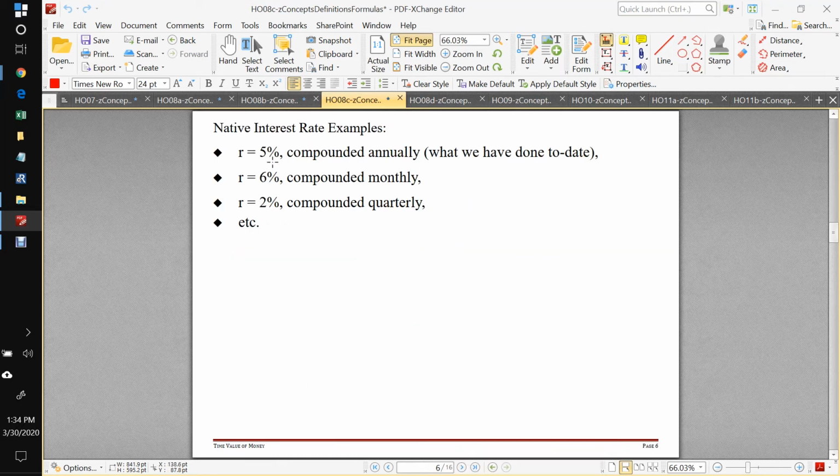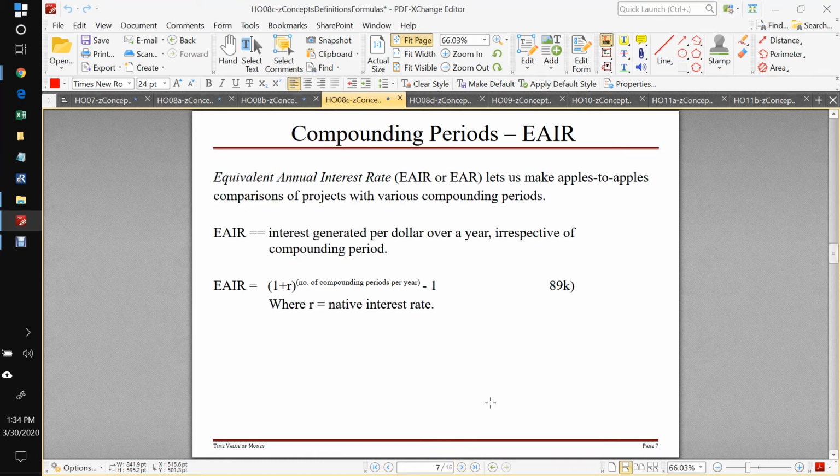So here are some examples of native interest rates. R equal 5% compounded annually, that's what we've done to date. R equal 6% compounded monthly. R equal 2% compounded quarterly, that type of thing.